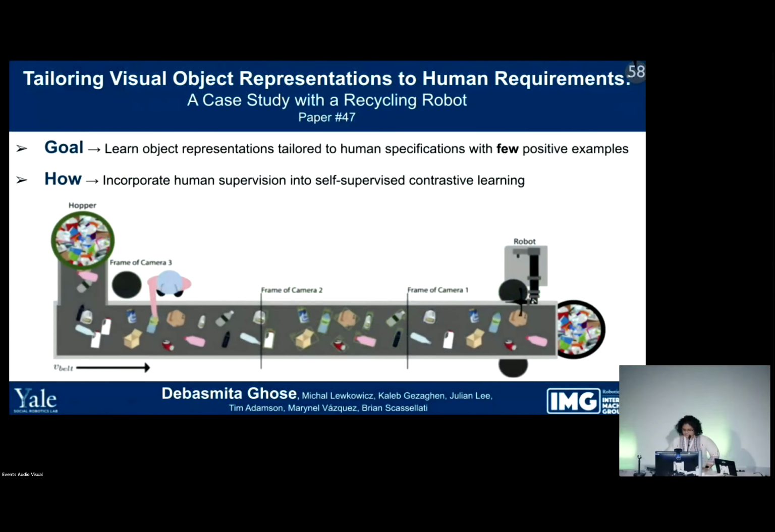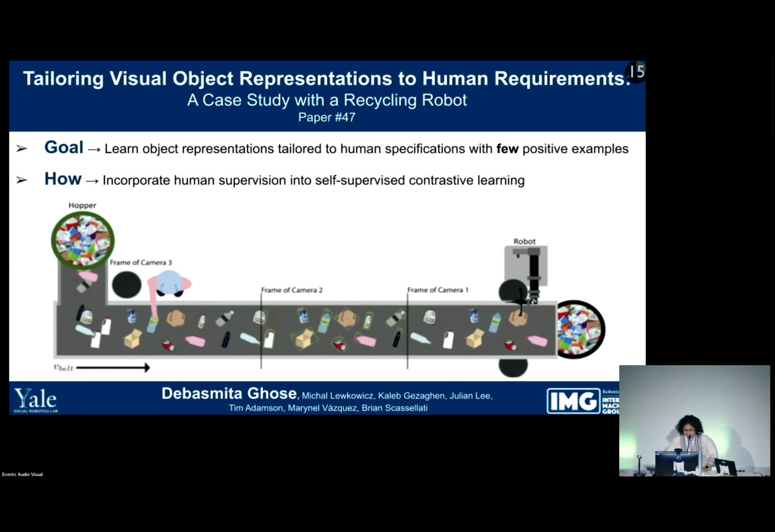I'm Debasmita, a PhD student at Yale University, and I'm presenting our work on tailoring visual object representation to human requirements. We propose a novel method for a robot to learn visual object representations from a few positive and no negative examples provided by a human. We achieve this using a proposed loss function that incorporates human supervision into a self-supervised contrastive learning method. We evaluate our approach in the recycling domain, where a human selects a few objects belonging to an arbitrary category, thus providing the limited positive examples. A downstream robot passively observes the human and learns a suitable representation of the objects of interest.